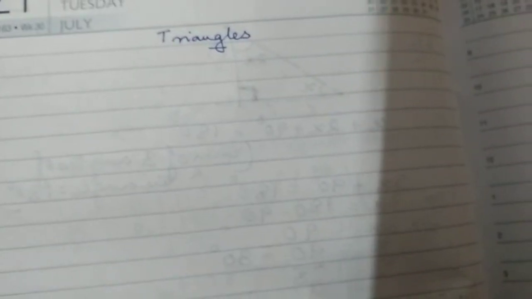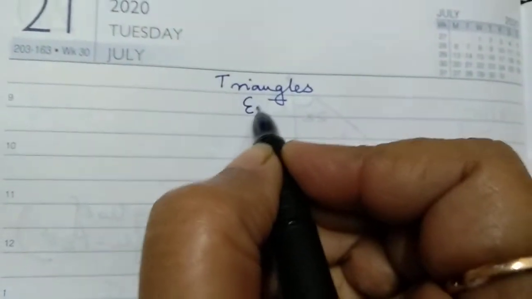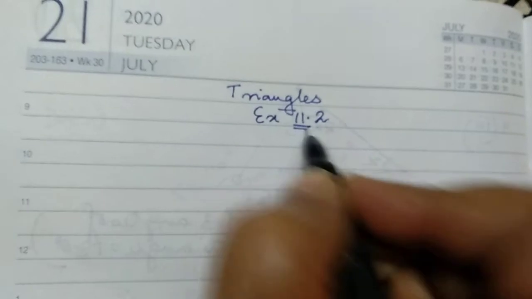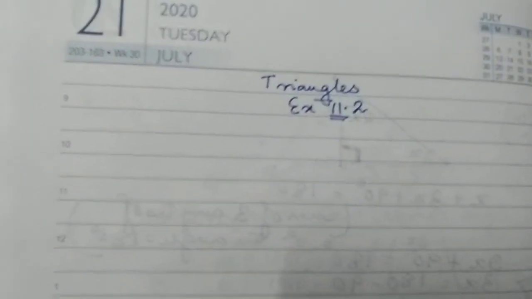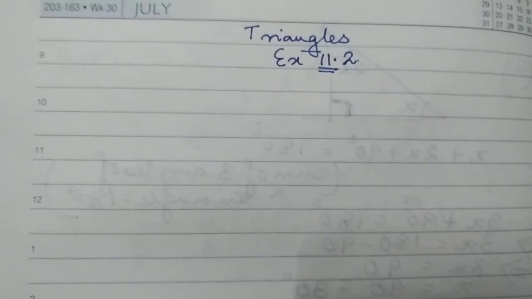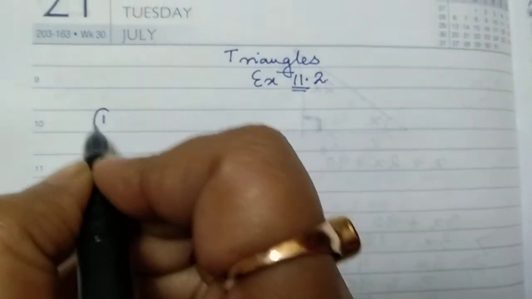So, basically, we were doing exercise on triangles. The concept based on exercise 11.2, where we were discussing the properties that exterior angle is equal to sum of interior opposite angles, and sum of the three angles of a triangle is equal to 180 degree, and interior angle plus exterior angle is equal to 180 degree. So these are the three properties which we were dealing with.